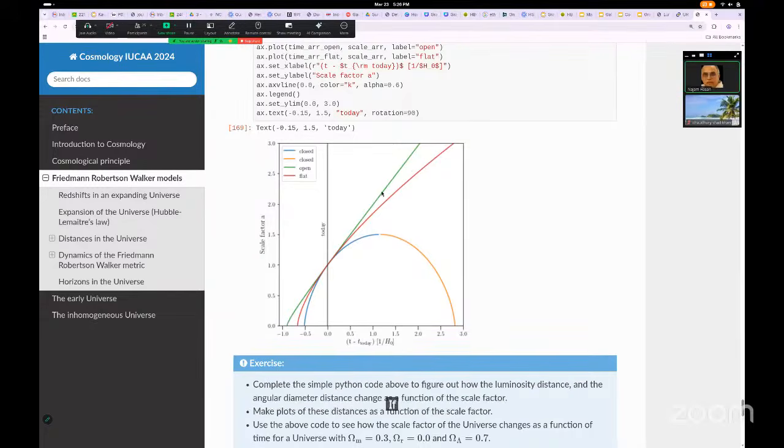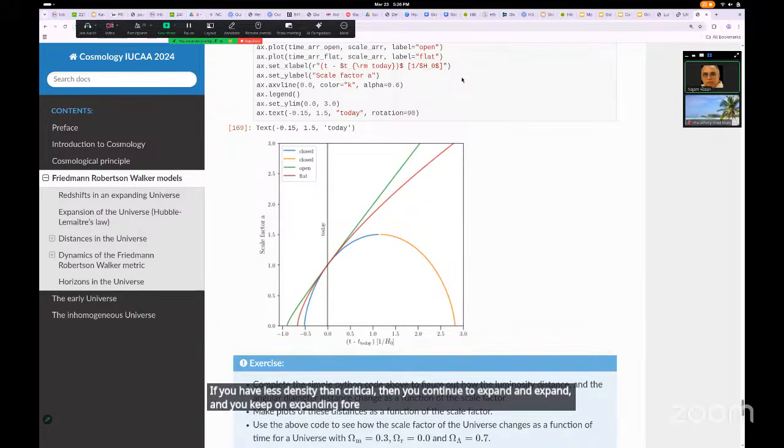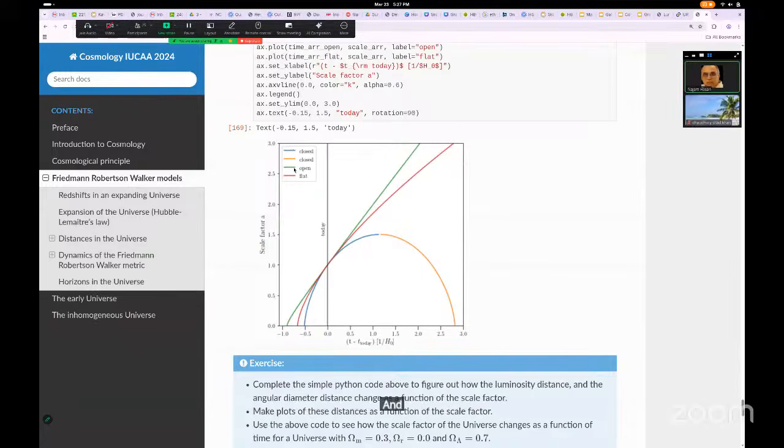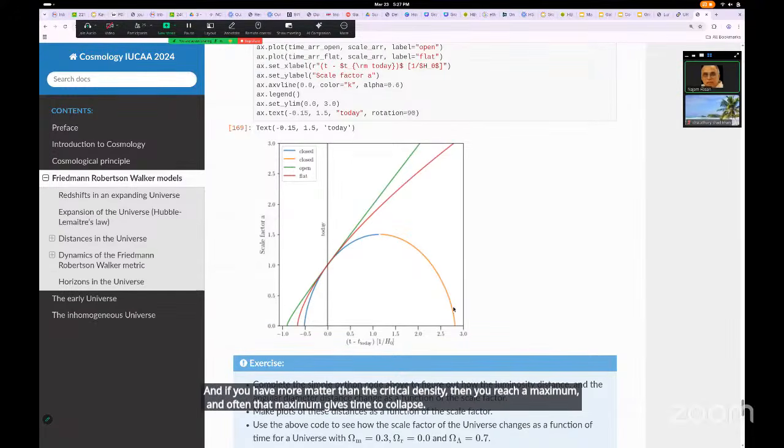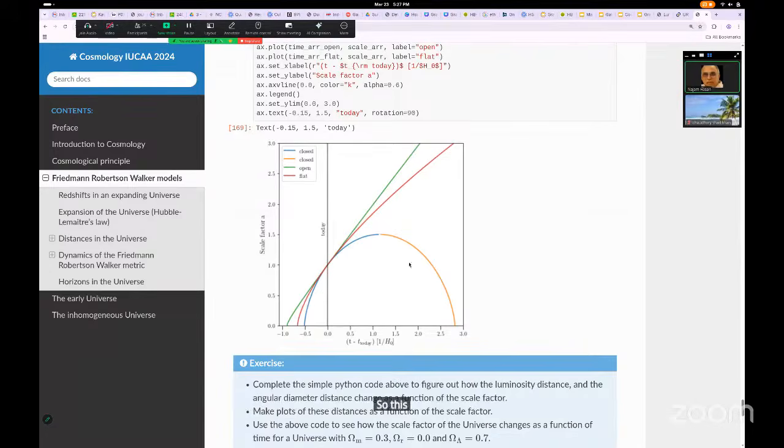If you have less density than critical, then you continue to expand forever. And the speed with which you are expanding does not saturate, it does not go down to 0. It just keeps on going at some speed. And if you have more matter than the critical density, then you reach a maximum, and after that maximum, you start to collapse. So these are the things that you get. These are 3 different kinds of universes that you may live in if you only have matter.